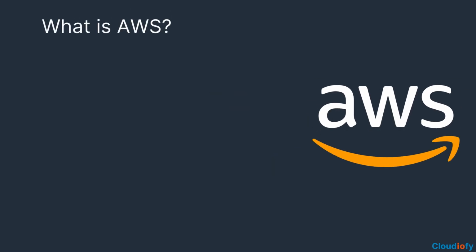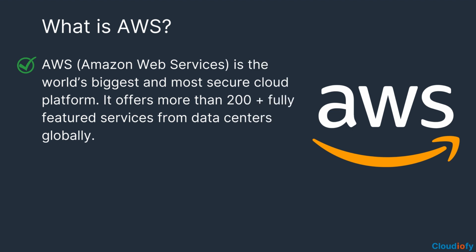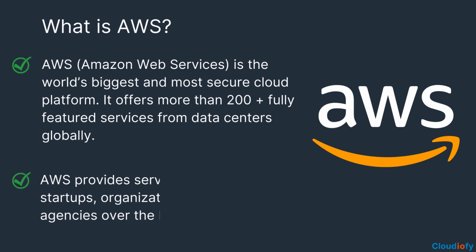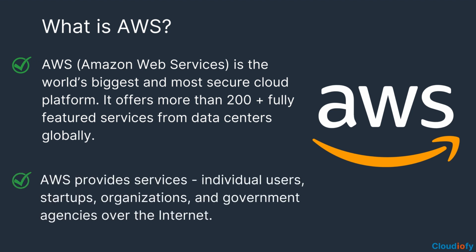What is AWS? AWS stands for Amazon Web Services. AWS is the world's biggest and most secure cloud platform. It offers more than 200 fully featured services from data centers globally, such as computing power, virtual private network, storage, databases, content delivery, etc. AWS provides services to millions of customers including single users, startups, organizations, and government agencies over the internet.